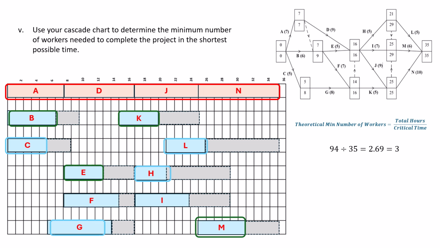So that's my 3 workers, but I still have activities that need to be done, so I do need a fourth. A fourth one to do F and I. So the actual minimum number of workers needed to get this all completed on time is 4.